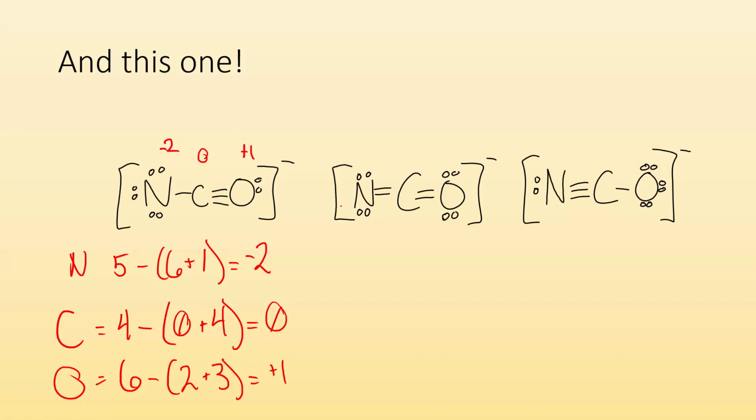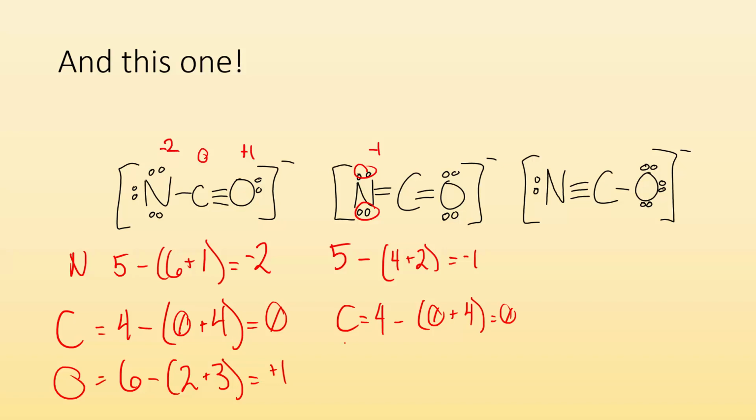All right, looking at the next molecule. Again, nitrogen. We're going to have 5 valence electrons minus. Well, in this instance, it kept 4 electrons for itself, and it made 2 bonds. So we end up with a -1 formal charge on that nitrogen. Carbon, it's going to look the same. It's going to be 4 valence electrons minus, none that it kept to itself, and it made 4 bonds. So its formal charge is 0 in this one as well.